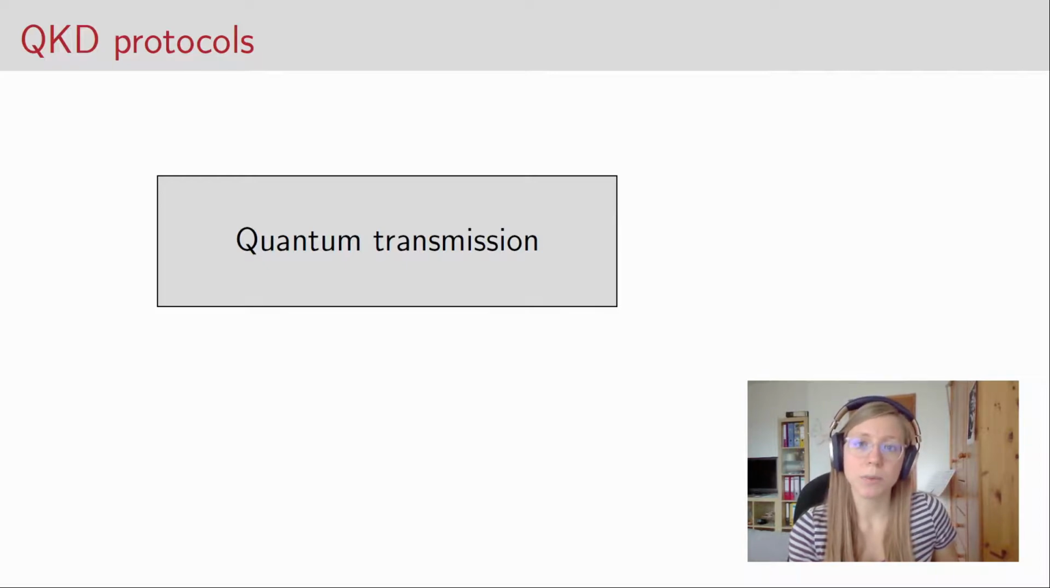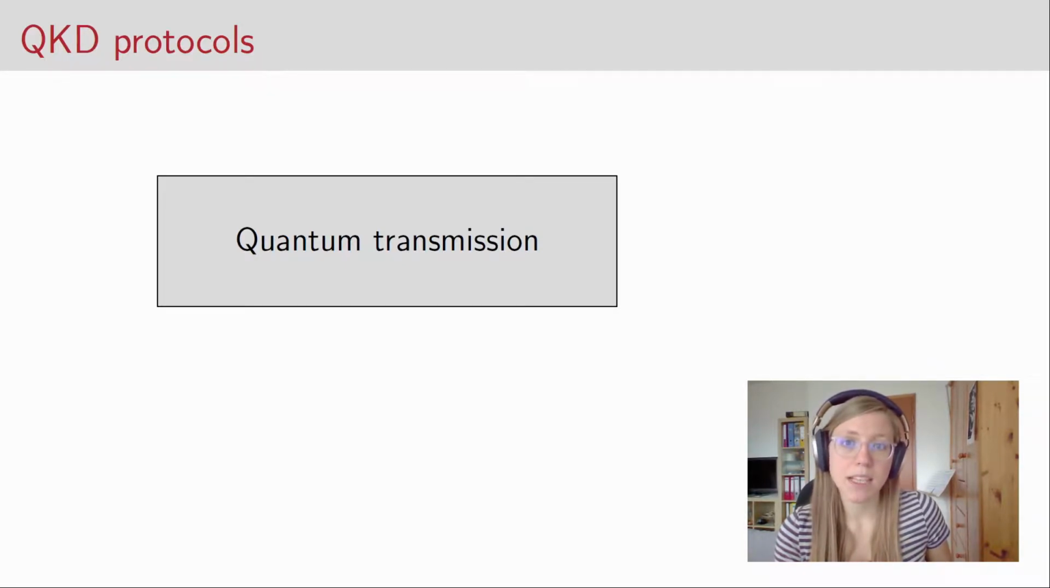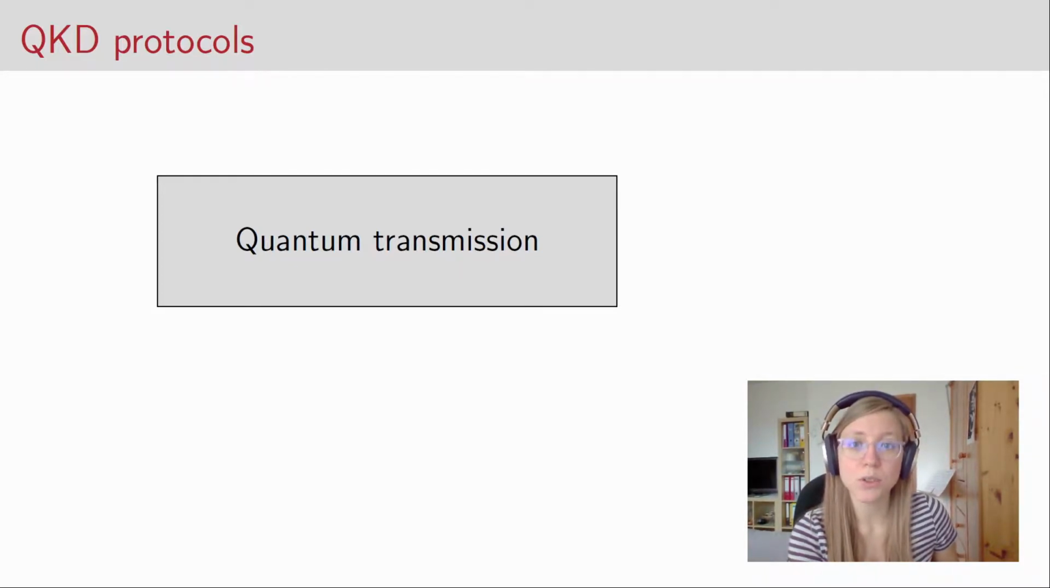But how does a quantum key distribution protocol actually work? Well, we have already seen one example in the first video, which was the BB84 example. We will encounter this example in this video again, but this time studying it in more detail and with more mathematical structure. So in general, we can divide a quantum key distribution protocol into two parts.